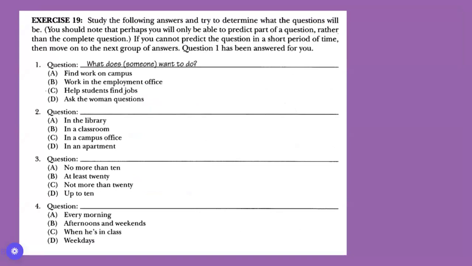Okay. Now, on this exercise, try to anticipate the question that you will be asked based on the answer. For example, number one, we have the options find work on campus, work in the employment office, help students find jobs, ask the woman questions. So the question might be something like, what does someone want to do? Okay, so grab pen and paper and try to anticipate the questions depending on the answers.